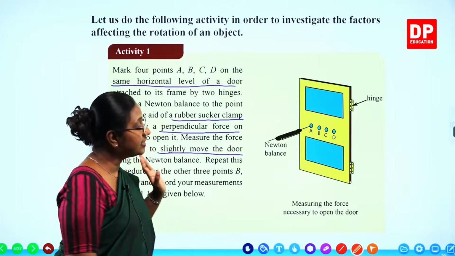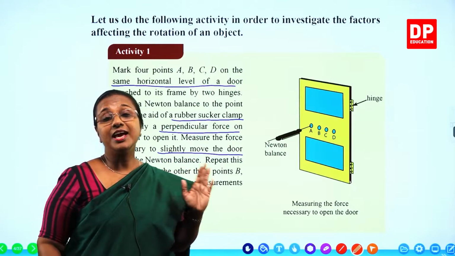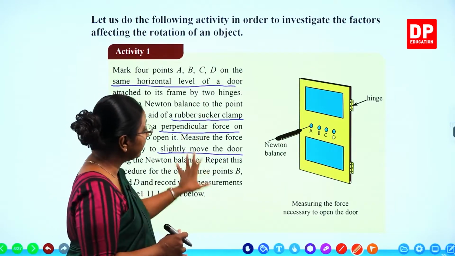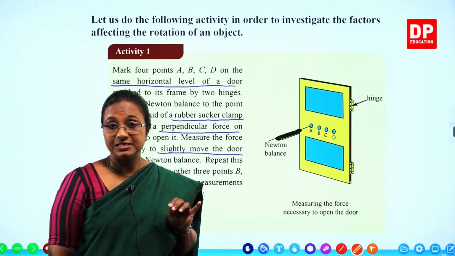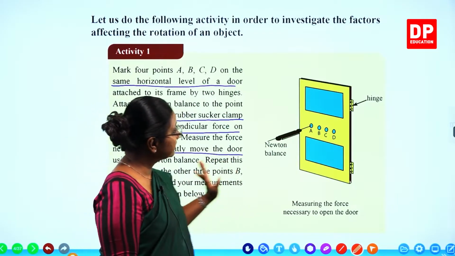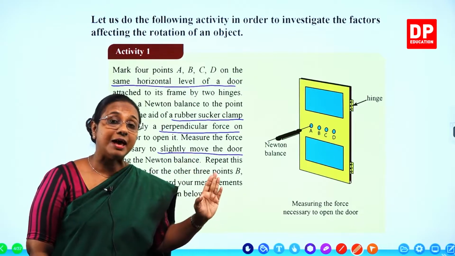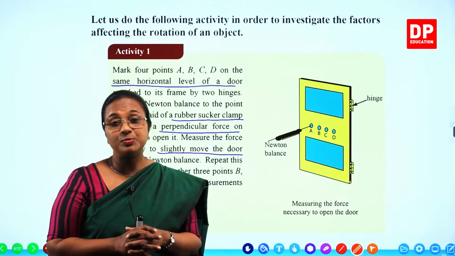So can you all understand what we are trying to do, students? This is what you do every day at home. But here we are trying to understand it by getting readings of the Newton balance. So then that is the activity. Now I am not going to do this activity in the lab because at home also you have done this. You might have had experience.